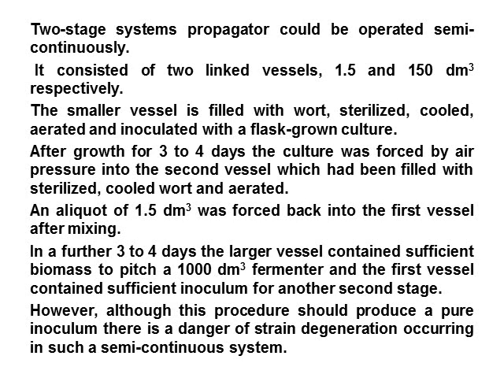After growth for 3 to 4 days, the culture is forced by air pressure into the second vessel, which is filled with sterilized, cooled wort and aerated. An aliquot of 1.5 cubic decimeters is forced back into the first vessel after mixing. In a further 3 to 4 days, the larger vessel contains sufficient biomass to pitch a 1,000 cubic decimeter fermenter, and the first vessel contains sufficient inoculum for another second stage. However, although this procedure should produce a pure inoculum, there is a danger of strain degeneration occurring in such a semi-continuous system.